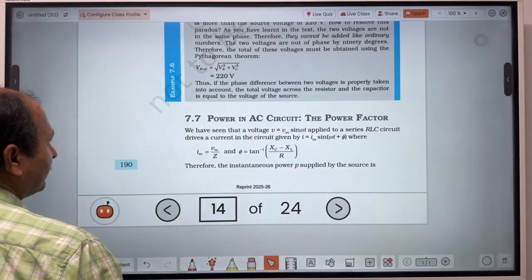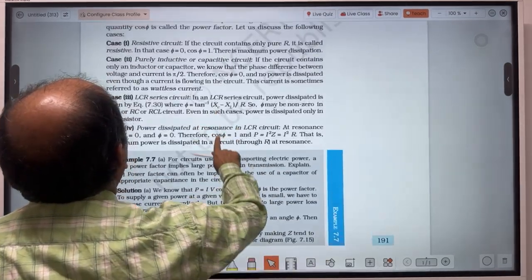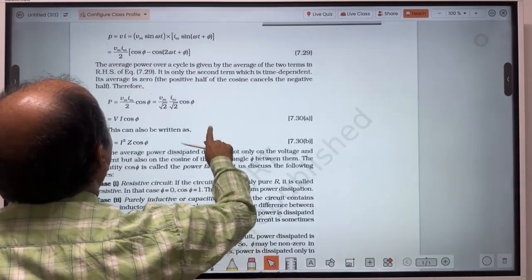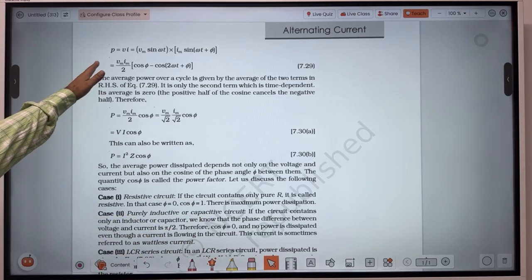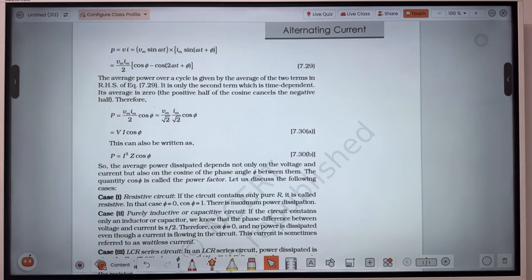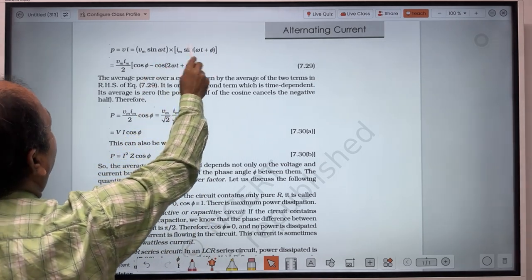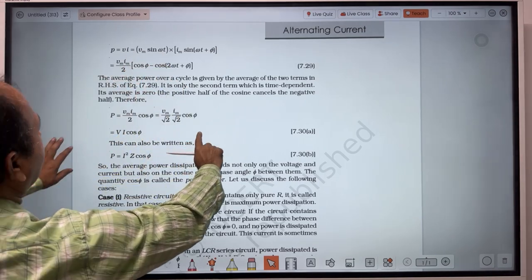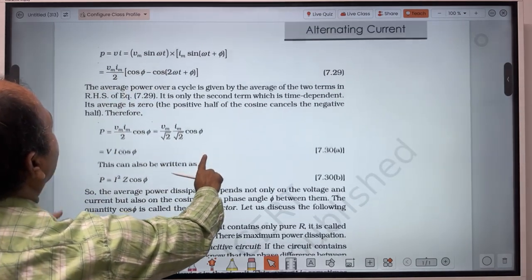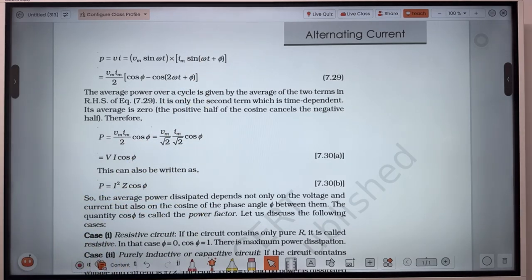Now we are going to see the power associated. Here we write P equal to VI. Suppose current differs from voltage by angle phi. So the equation of voltage is Vm sin omega t, and that of current, say, is Im sin omega t plus phi. Right.